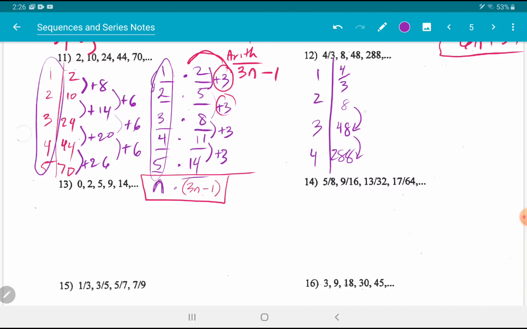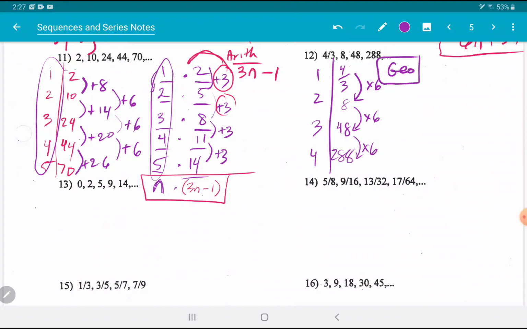Maybe we're multiplying, huh? Maybe it's times 6. 8 times 6 is 48, 48 times 6 is 288. Yep, times 6. Oh, look at that. Is this times 6? 4 times 6 is 24, over 3 is 8. Yeah, this is times 6. So what do we got here? We know this is a geometric series.